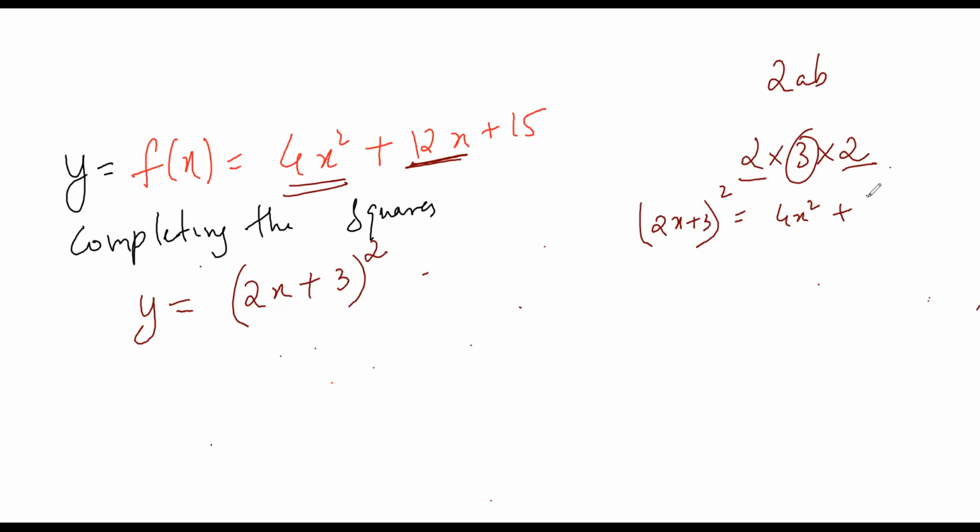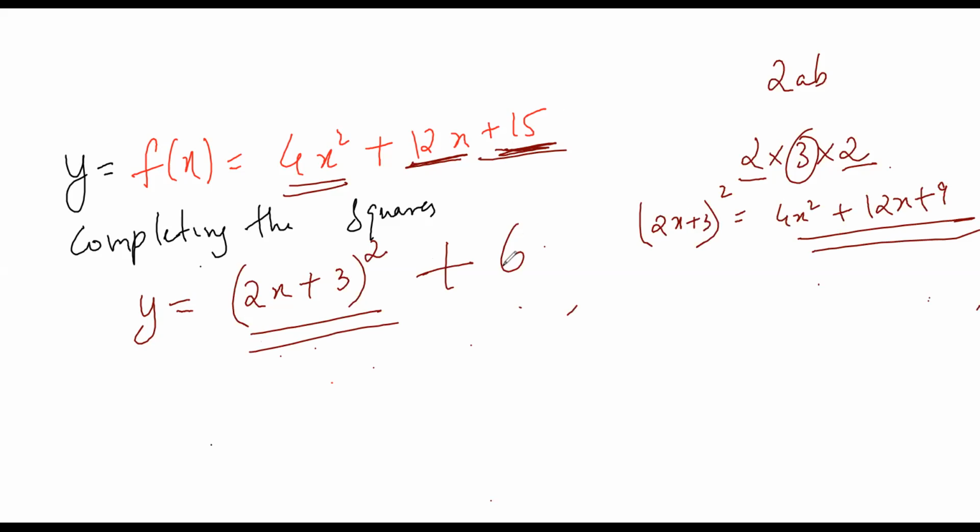Plus 12x satisfied plus 9. But in our question, what is there here? What is in our question? 15 is there. So 9 plus what will give me 15? This is only giving me this value. So it should be plus 6. Plus 6. Correct? Yes. Now, this is my f of x value.